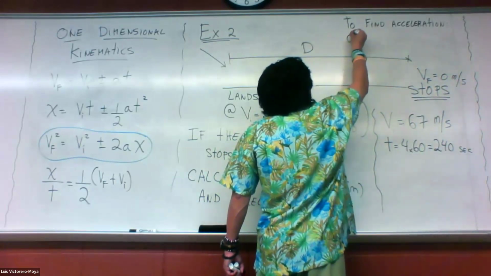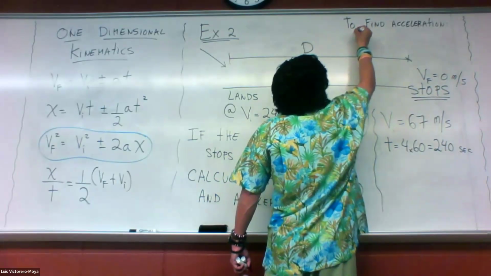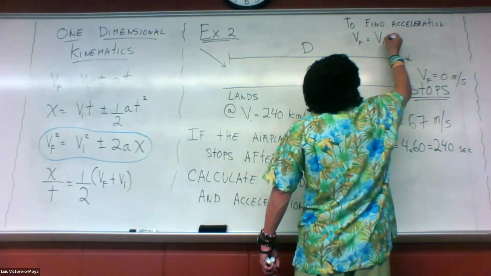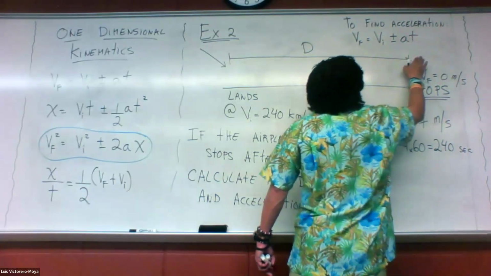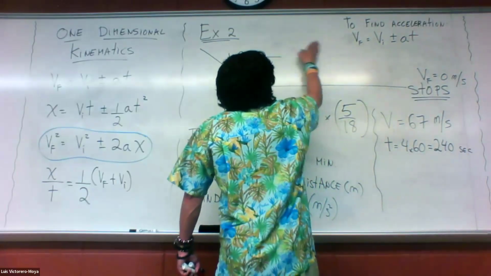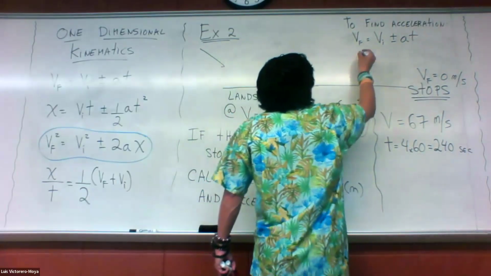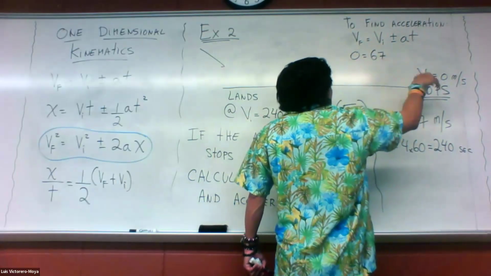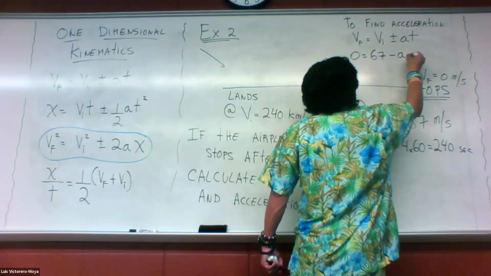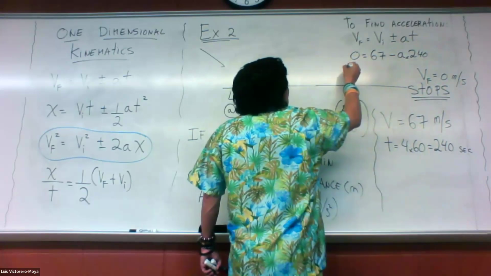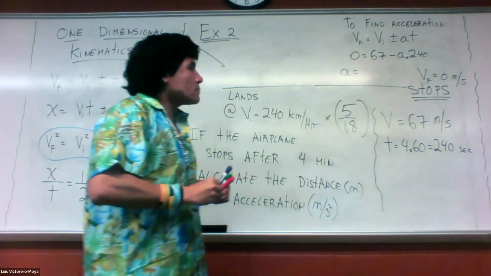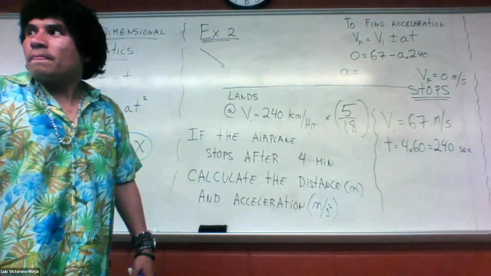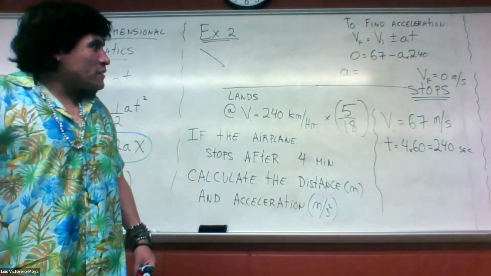So 0, let's just put here the equation. The final, the initial, plus or minus AT. So the final, the initial is slowing down, minus A times 240. Okay, what do you guys get for A? What do you get for acceleration?